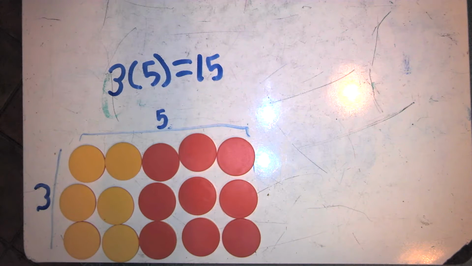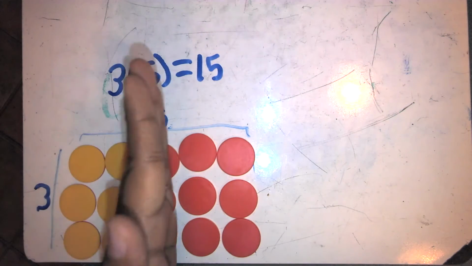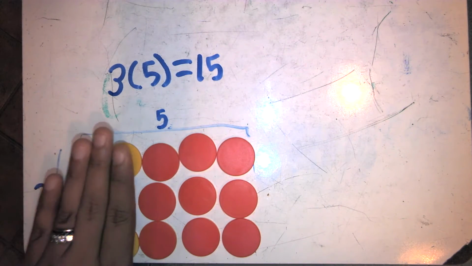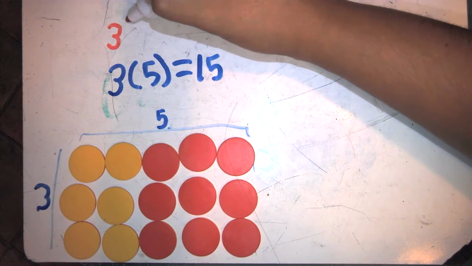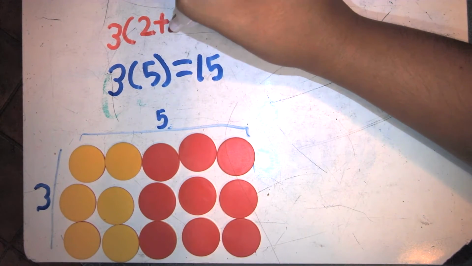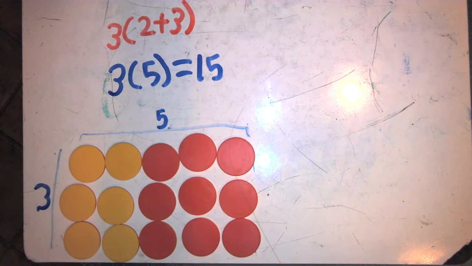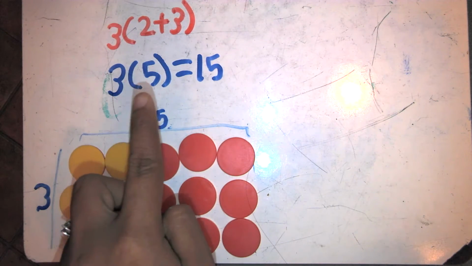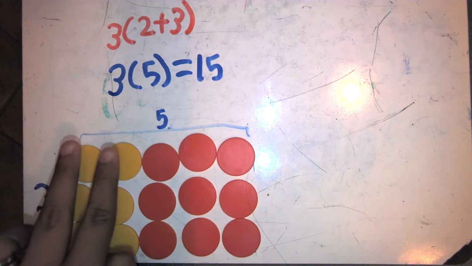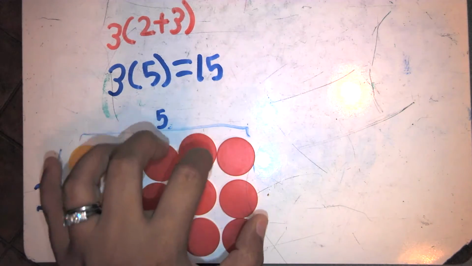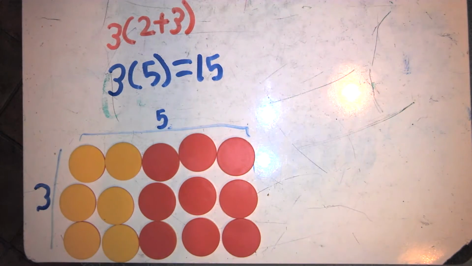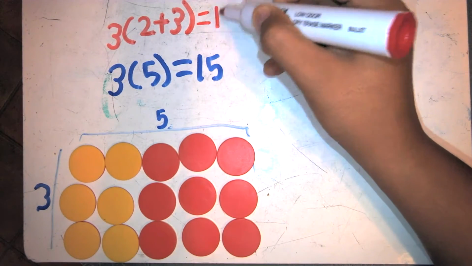Now I can break up this number 5, which represents the number of columns, into these 2 columns, the yellow columns and the red columns. And I can also write that expression as 2 plus 3. 2 plus 3 is an equivalent expression that equals 5. It represents the 2 yellow columns plus the 3 red columns, which gives me the total of 5 columns. So this expression should be equal to 15 as well.